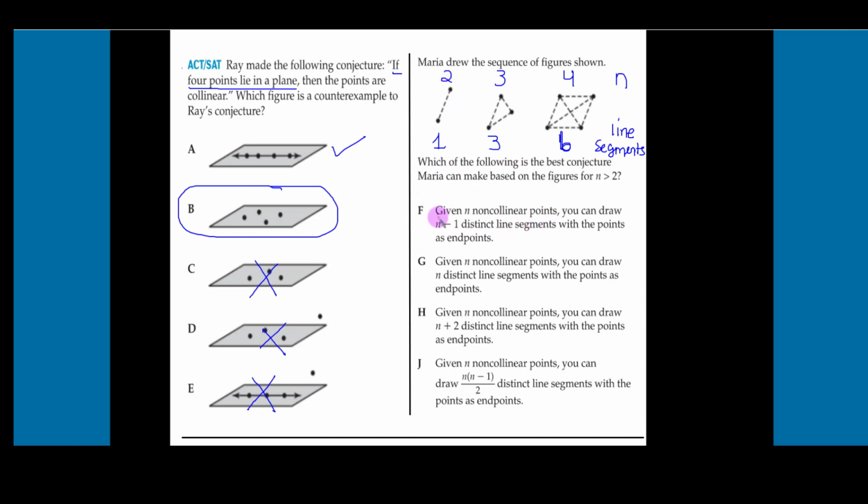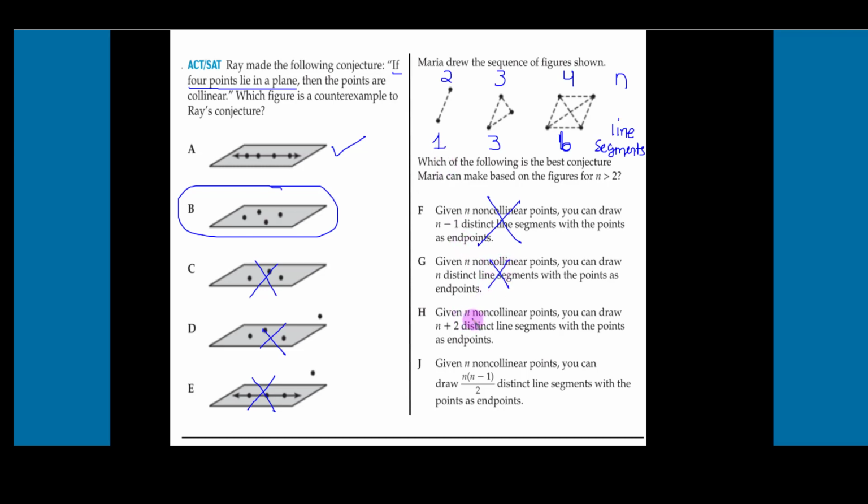If I have 2 points, I plug it in, 2 minus 1, I'll get 1. That works. How about if I try 3? 3 minus 1 would be 2. According to this, I should have gotten 3 line segments, and I didn't, so that's false. This one says given n collinear points, so let's say we start with 2, you can draw 2 or n distinct line segments. Well, that's not true because I was only able to draw 1, so this is false.